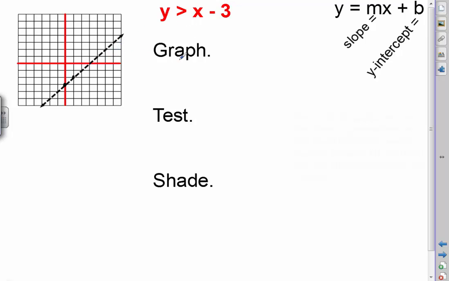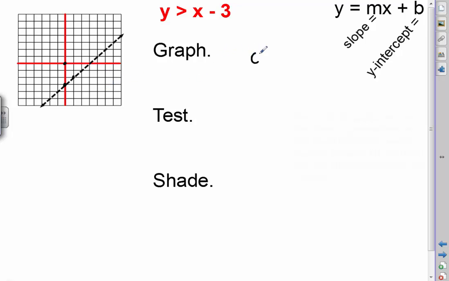Now how do you know where to shade? One of the ways is to test a point. Let's choose a point that would be easy. It's got to be near the line, so let's choose 0, 0, because 0, 0 is easy to work with. If we get a true statement, we'll shade on this side. If we get a false statement, we'll shade on this side.